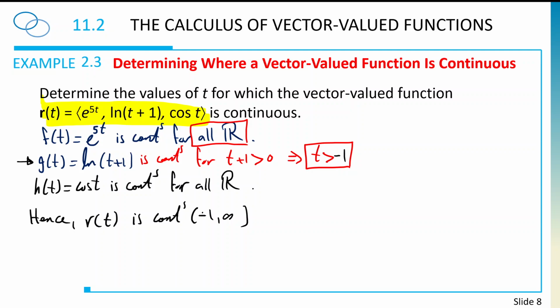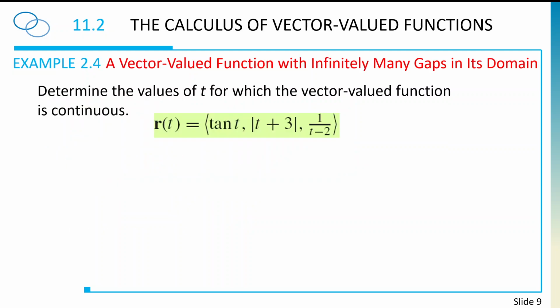Let's see another group of functions. Something like this. What do we have here? We have tan, we have absolute value, and we have a rational function. So let's try to deal with them again, one by one. I'll begin with f of t as tan of t.